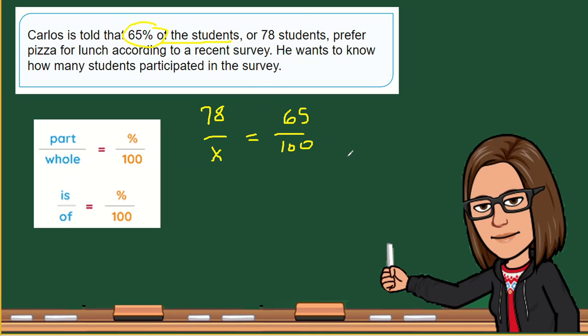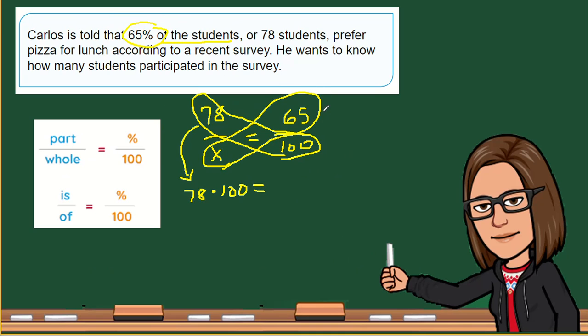And we're going to do the same method where we first multiply the 78 times 100. I'm going to put it right here. So 78 times 100, and we're going to put it equal to the other part, which is over here. That's going to go over on this side, so 65x. So now, when I go 78 times 100, because it's got two zeros, it's going to be 7,800 equals 65x.